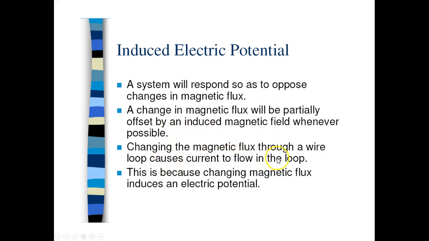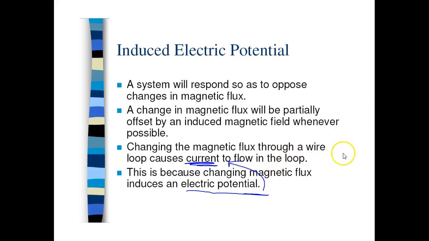We can change the magnetic flux through that wire loop, and it causes current to flow because we do have an induced electric potential. This is because if we change that magnetic flux, it does induce that electric potential, which then in turn makes current flow.